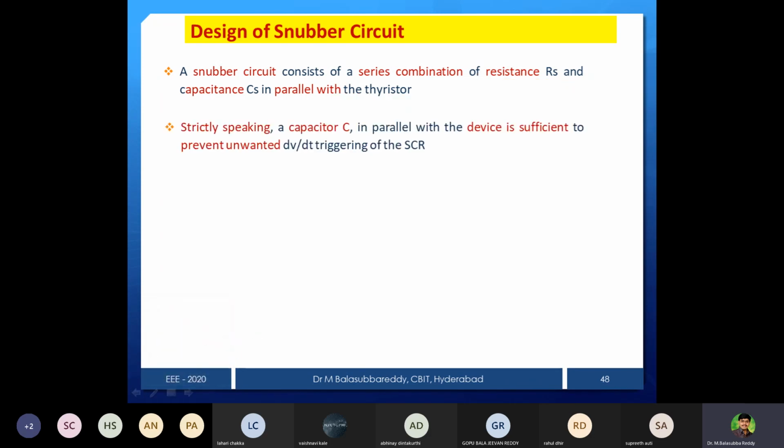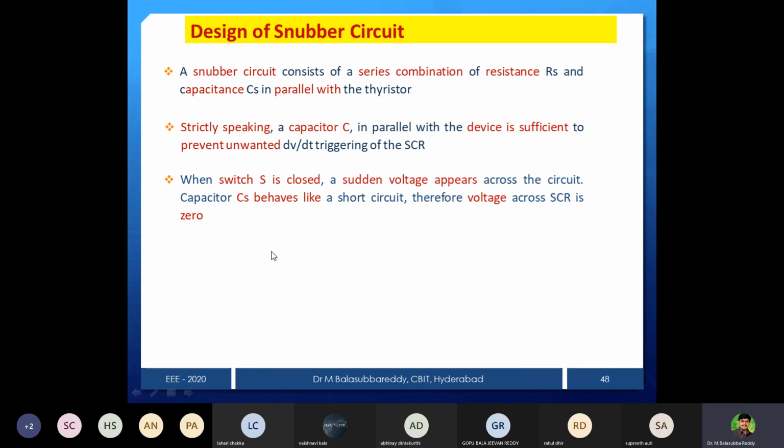Next one. Normally, to limit dV by dt, only a capacitor is sufficient. But why that resistance is required, that also we'll see. Now, when the supply is given, sudden voltage appears across the capacitance. Now that will behave as a short circuit. Therefore, the voltage across the device is 0. That is the way we are preventing the dV by dt triggering.